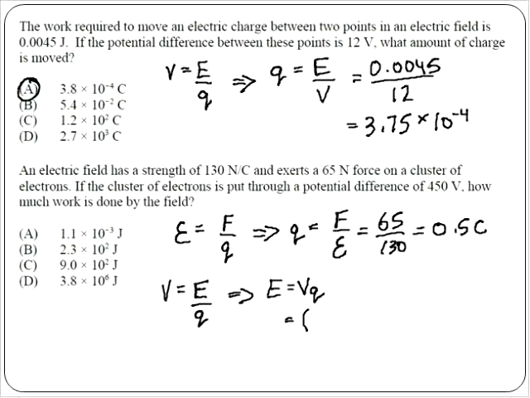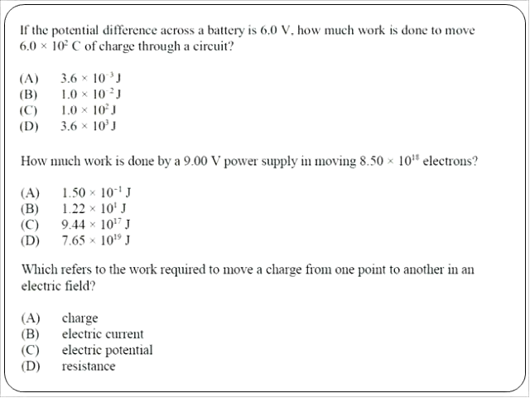So the V, the potential difference here, or the voltage, is 450 volts. The Q we just found is 0.5. Multiply those, and the answer is 225, and that's joules. Now that rounds off to 2.3 times 10 to the power of 2 joules of work, which is the same thing as energy, right? Work and energy, like I said, in these questions, we use interchangeably.